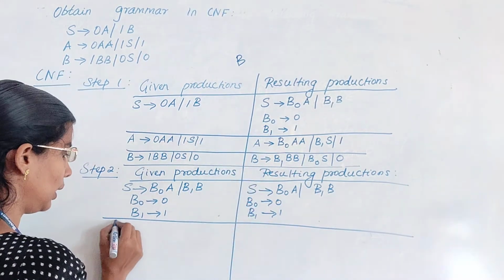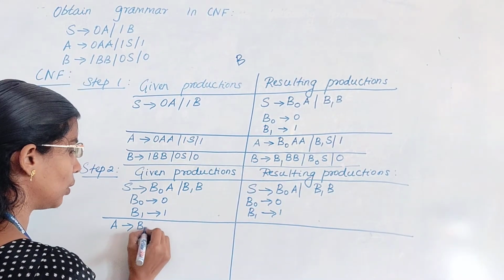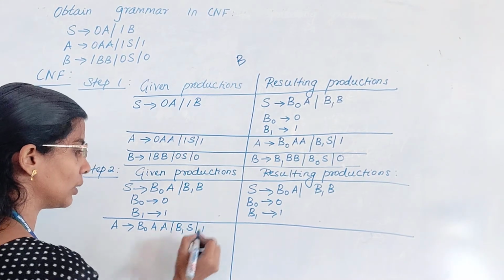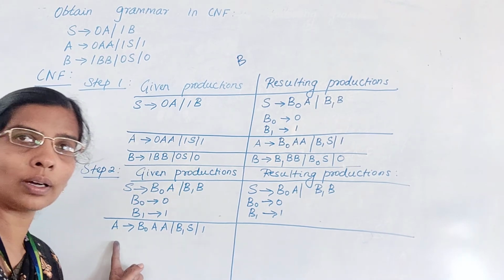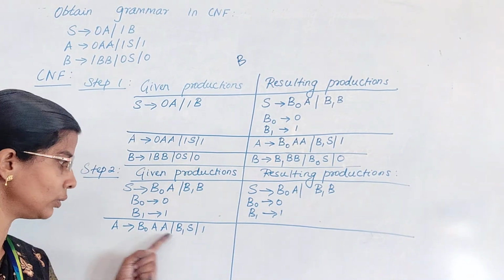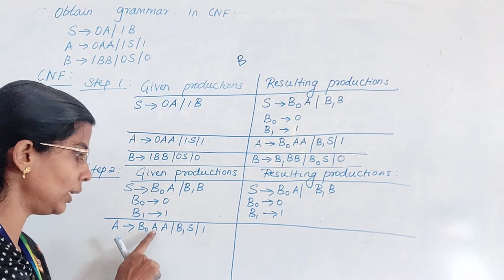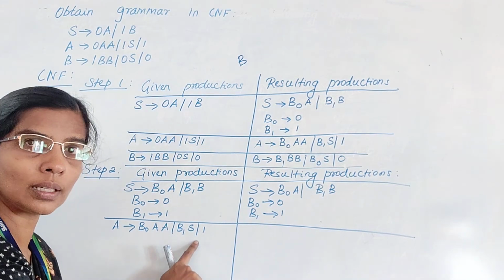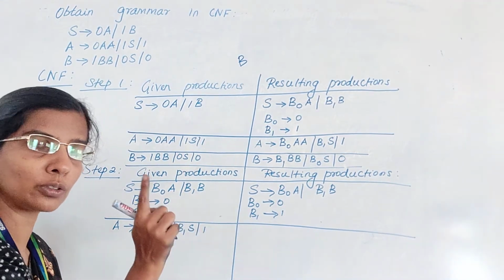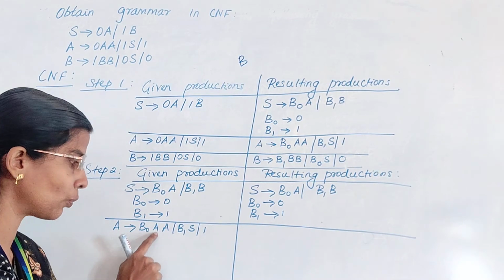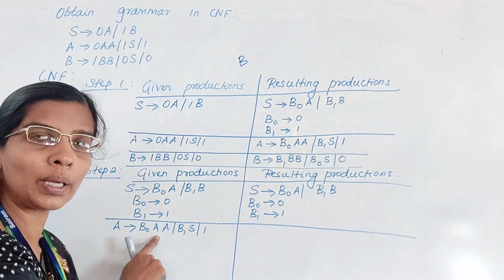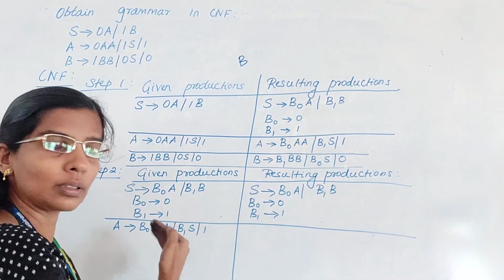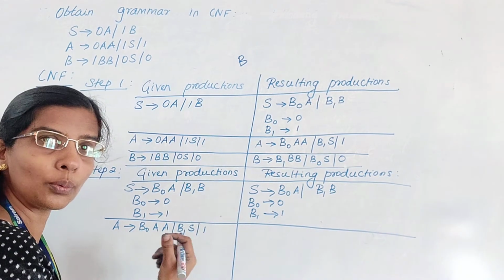Coming to the second one, A tends to B naught A B1 S, or 1. So here this A production has 3 rules, 1, 2, 3. Among these 3, only the first one has 3 non-terminals. See here, 2 non-terminals, it is in the correct form. Here a single terminal, it is also in correct form. So grouping I have to apply only for this. So how will I group? I should group from right. 2 you can group up.